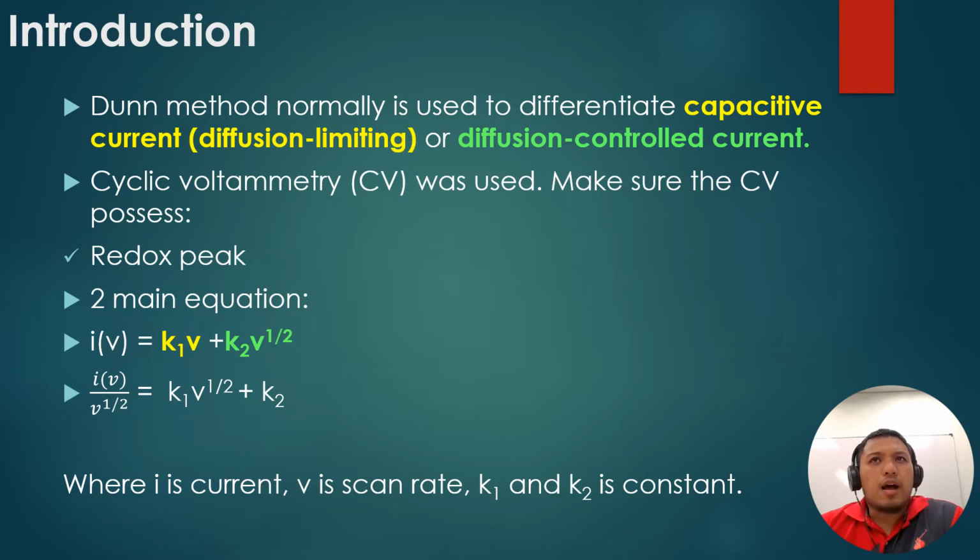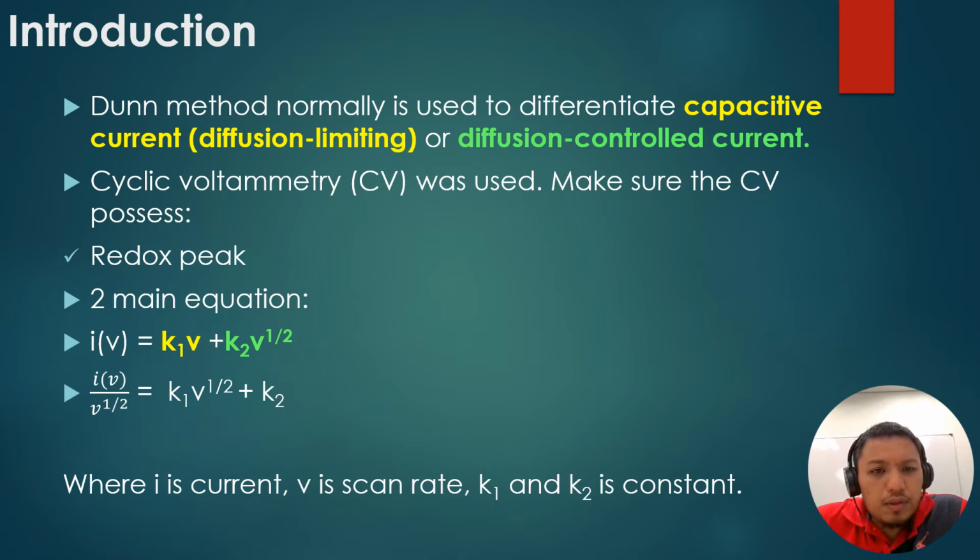And especially for the Dunn method, we focus on cyclic voltammetry that has distinct properties. For example, the shape of the CV must have redox peaks, because the Dunn method is specifically for material that has battery type properties. For example, if your material is EDLC or pseudo-capacitive, you can shift to the Trasatti method.